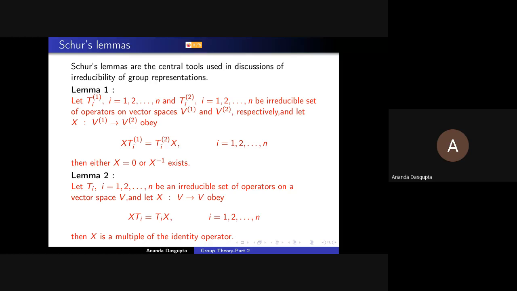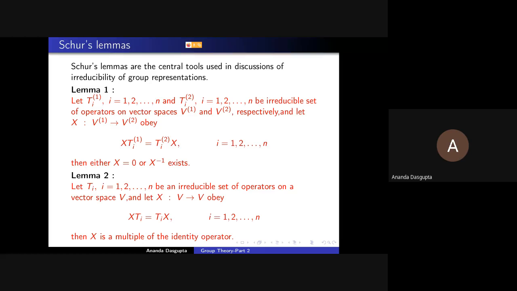So this is what Lemma 1 and Lemma 2 say. If somebody is interested, I will discuss the proofs of these two lemmas later. But the proofs are actually rather simple. If you know something about kernels and images of linear maps, the proofs are really rather trivial. But right now, let's skip to applications.